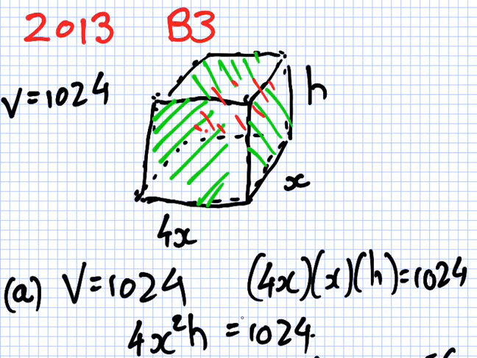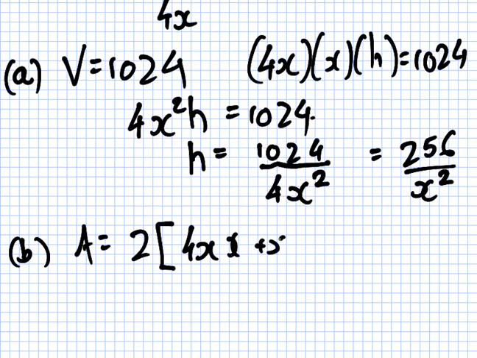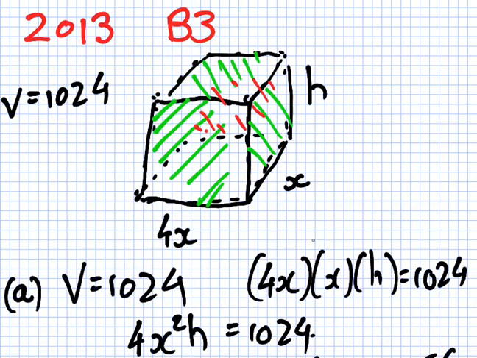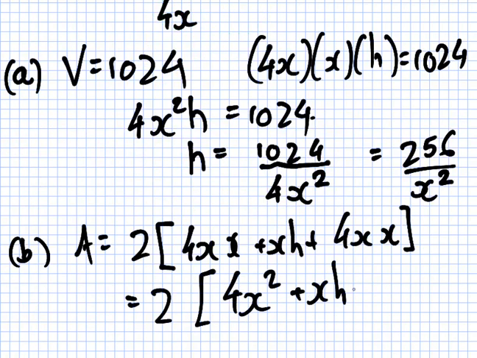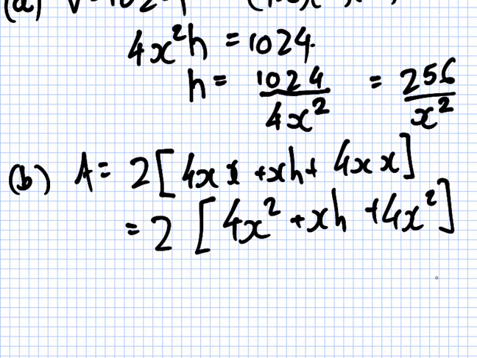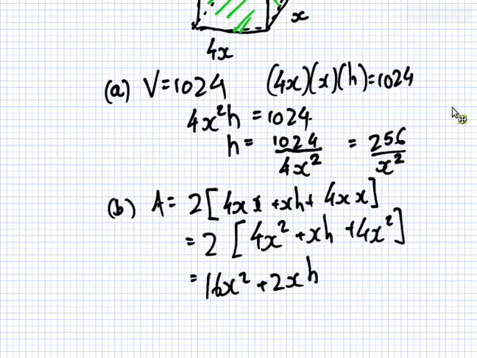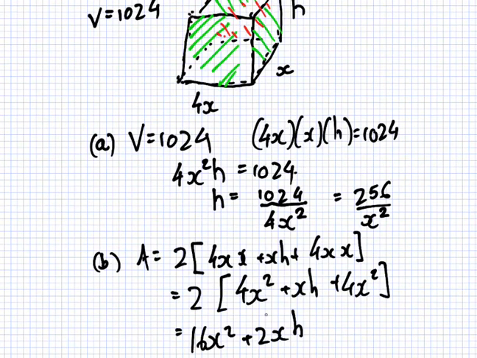That's the front. Then the side is xh. And then the top is 4x by x. So you get 4x squared plus xh plus 4x squared. So 4x squared plus 4x squared is 8x squared, by 2, 16x squared. xh by 2, 2xh. Problem? 4x by x, that's that one. Sorry, maybe I missed it. Is it? Yeah, it's 4xh. The last one, 4xh.